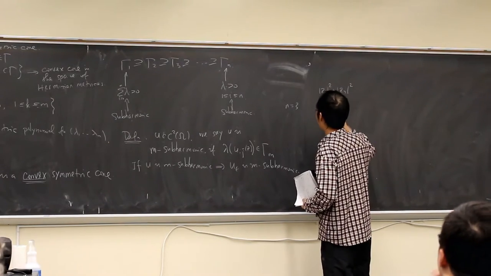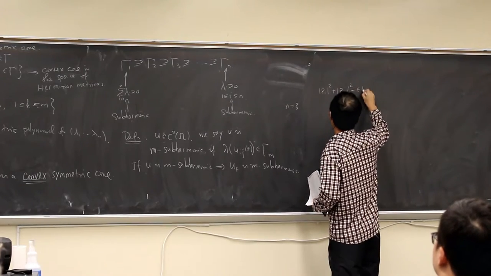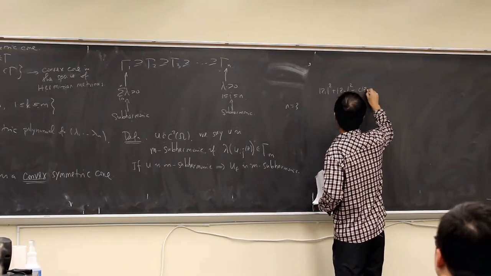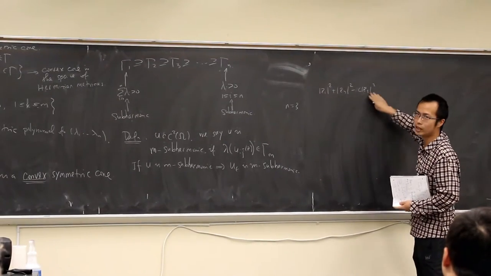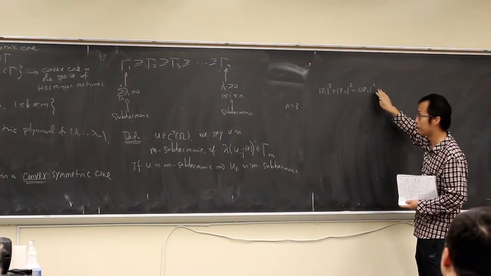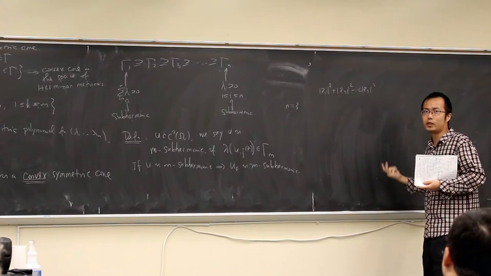Well, you want the sigma 2 to be positive. So you can subtract epsilon c times z3 square, I believe. So this one won't be 3-subharmonic because of the minus c z3 square. But if c is small enough, then it would be 2-subharmonic.